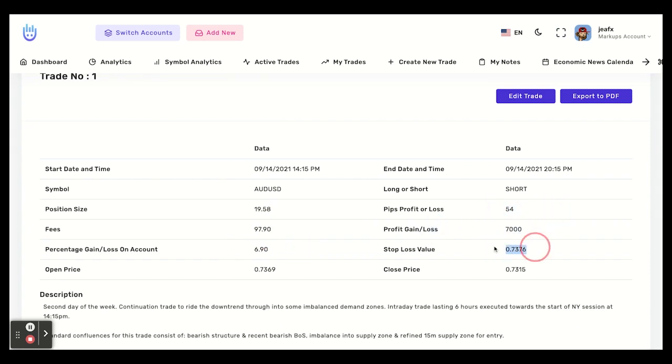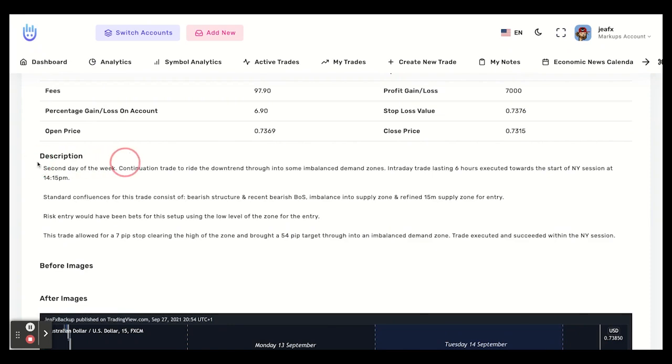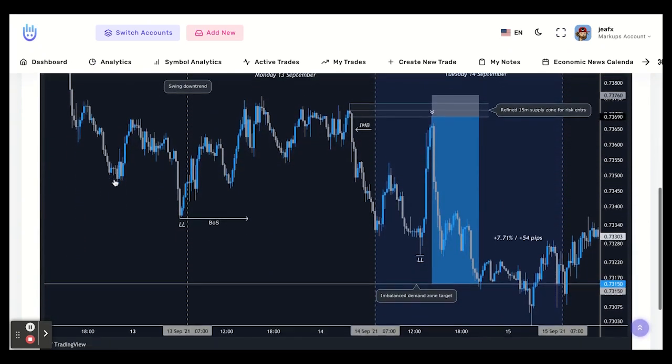And then we can also type in the stop loss value, the open price, and the close price, so we know exactly where we got in and out of the trade. So as well as this, what we can do is write a description for the trade, and we can actually put before and after images in.